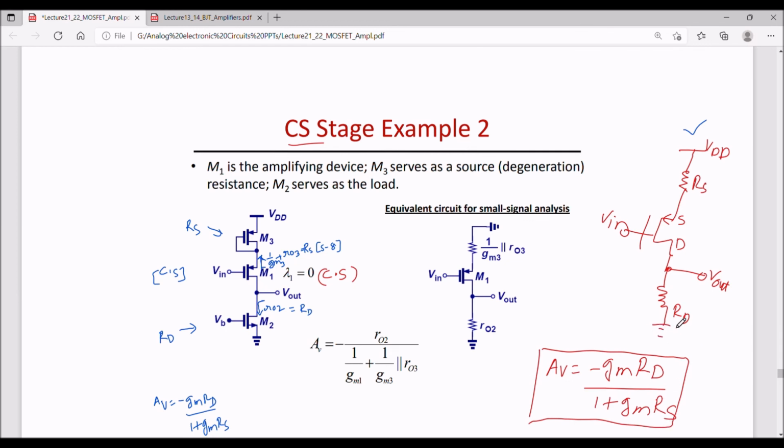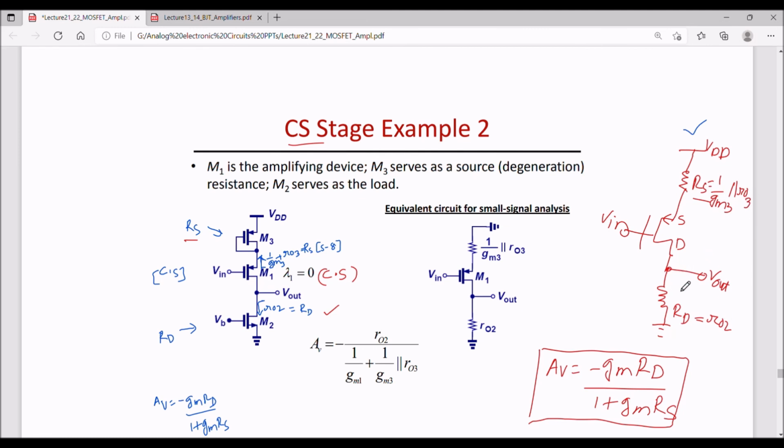RD is simply implemented by this M2. The impedance looking into the drain of this M2 is RO2, which is equal to RD here. So RD is RO2 here, and this M3 is acting as RS, the source degeneration resistance. Looking into the drain of this M3, the impedance is 1 by GM3 parallel to RO3. That is, RS is 1 by GM3 parallel to RO3.